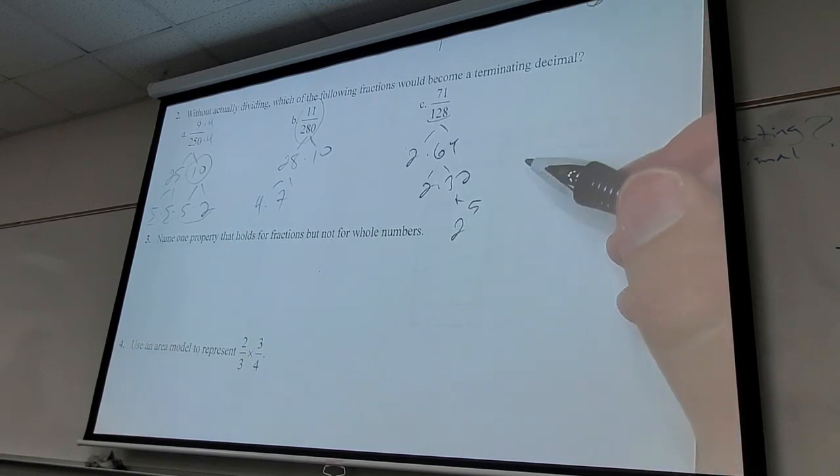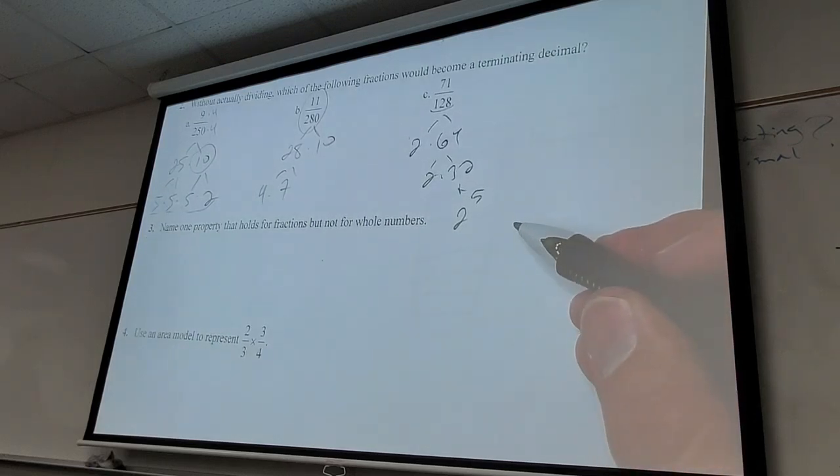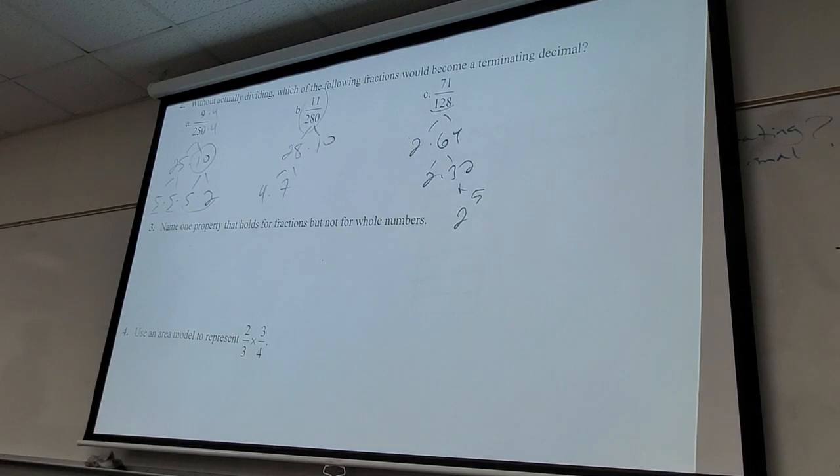Yes. And then if I ask you a further question, what do you have to multiply by to make it over some power of 10? What would you multiply by? 7 5s, 5 to the 7, because each 2 needs a 5.